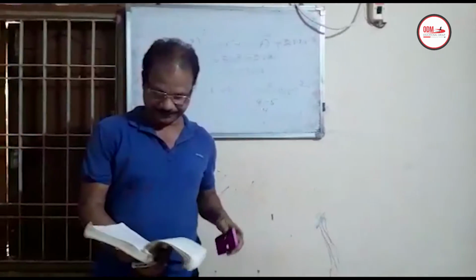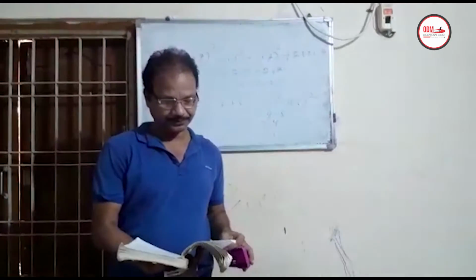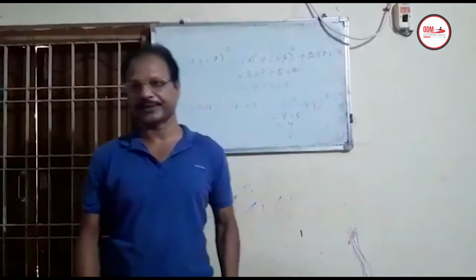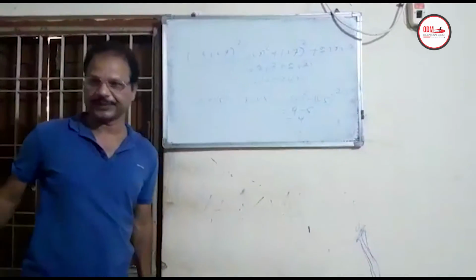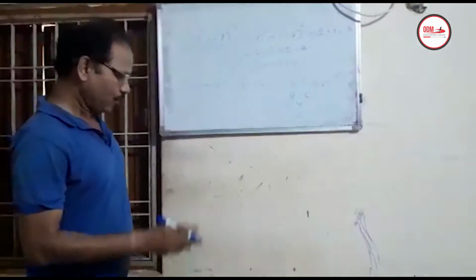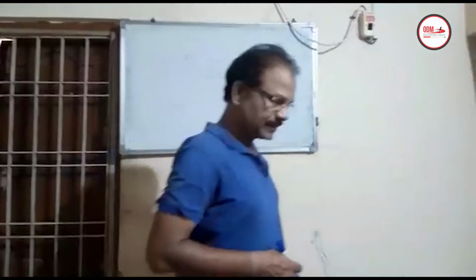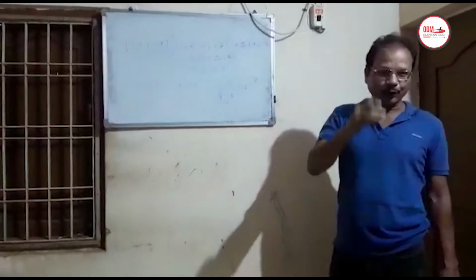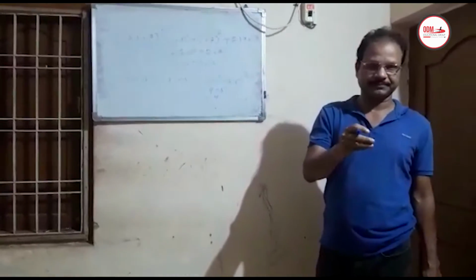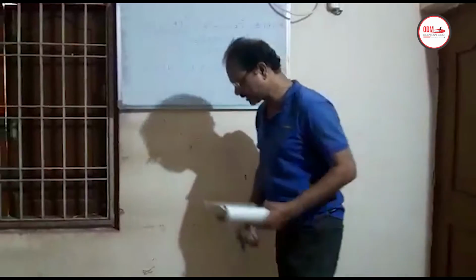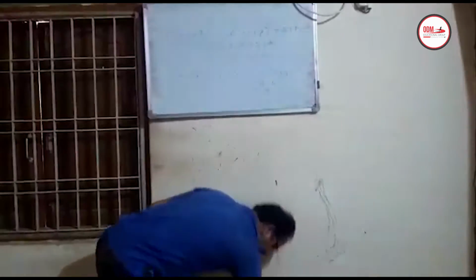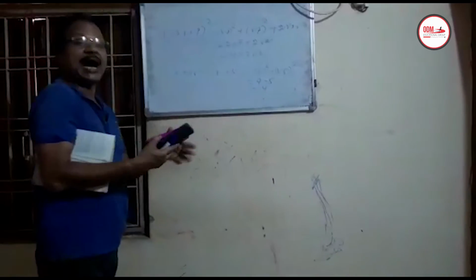Another question. Rationalize the denominator. We already discussed how to rationalize the denominator. Now, one more question is here. We already know how to represent a rational number on the number line. How to represent an irrational number, that also we discussed. Now, if you get an irrational number like this, how to represent it?